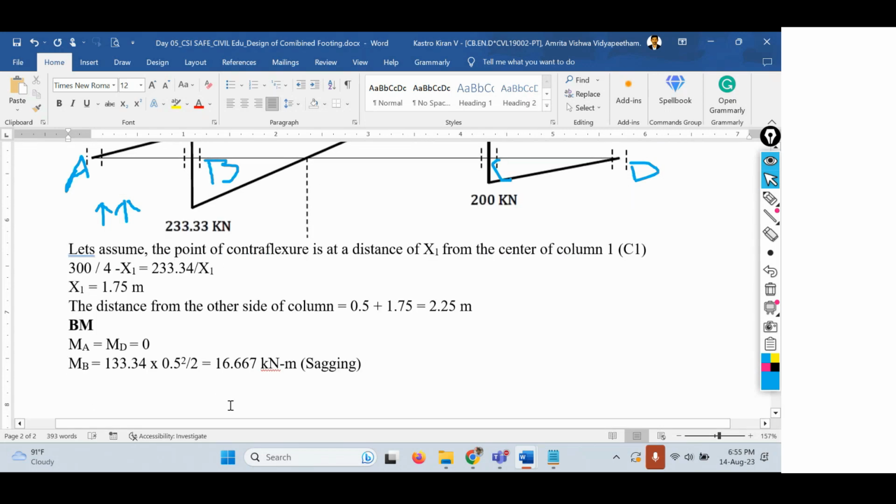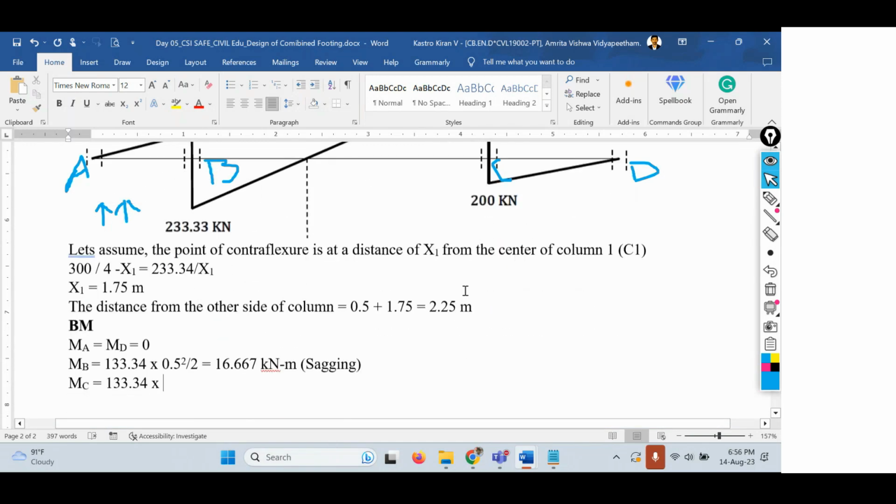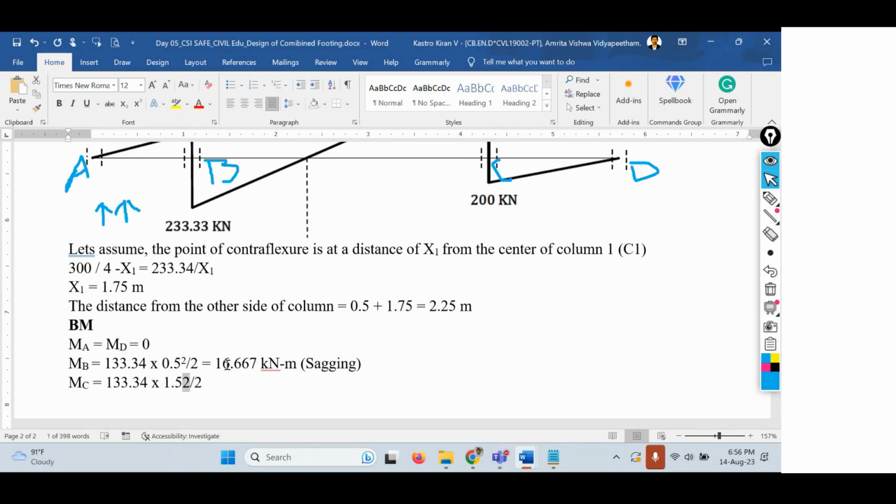Similarly, the moment at C. How to calculate the moment at C? Again the same formula: force into perpendicular distance. So 133.34, which is the pressure intensity, into the perpendicular distance. What is the perpendicular distance from C to D? The distance from C to D is 1.5 meters. So 1.5 square divided by 2, the same WL square by 2 formula concept. From this we can calculate the moment at C as 150 kilonewton meters. This is also a sagging moment, because the value is positive.